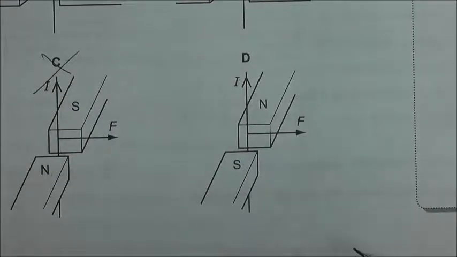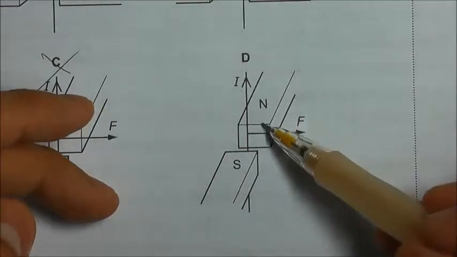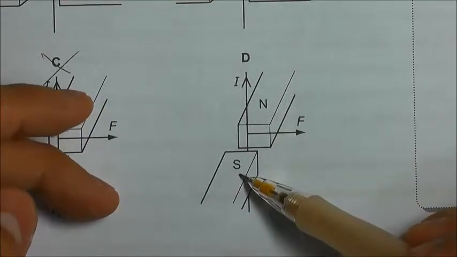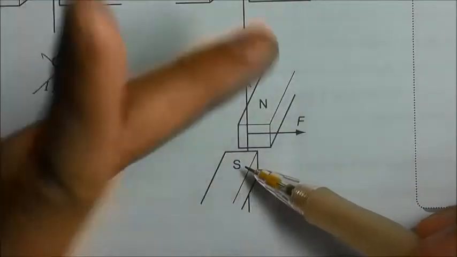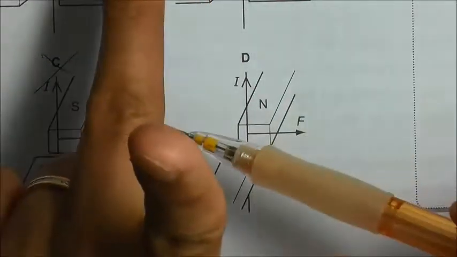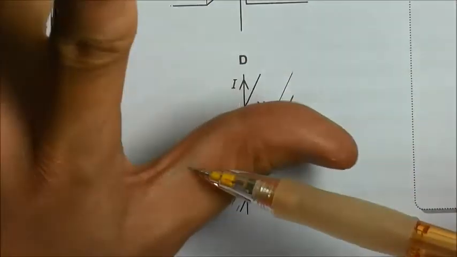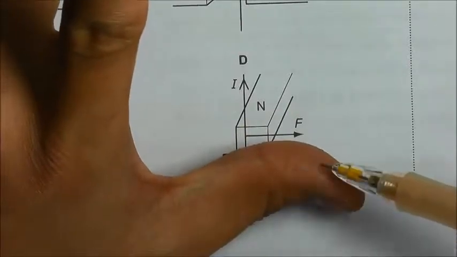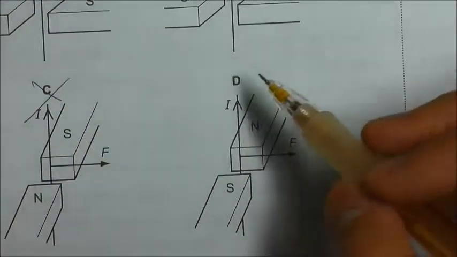And option D, okay, the field is coming out of the paper, then the current is going upwards, so the force is going to the right. Okay, so option D is the correct answer.